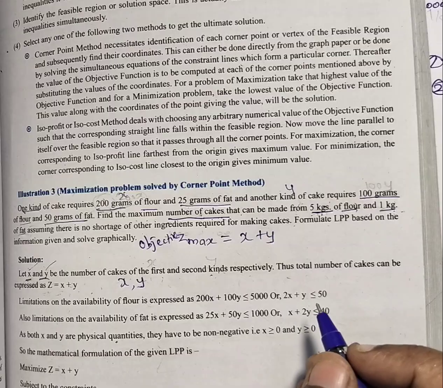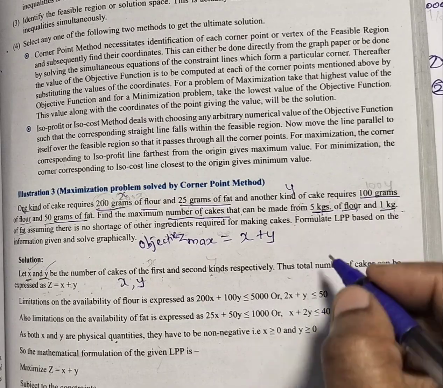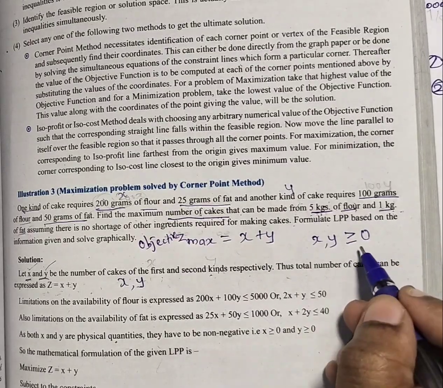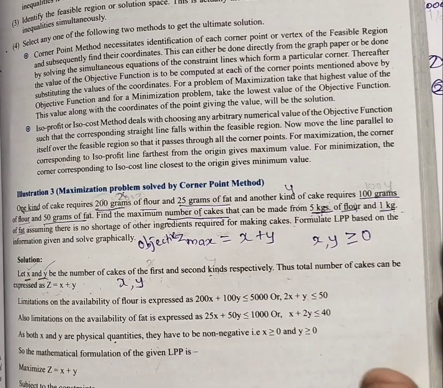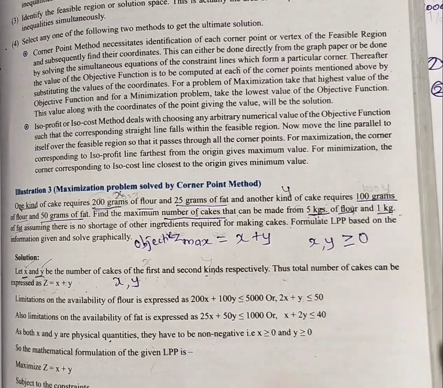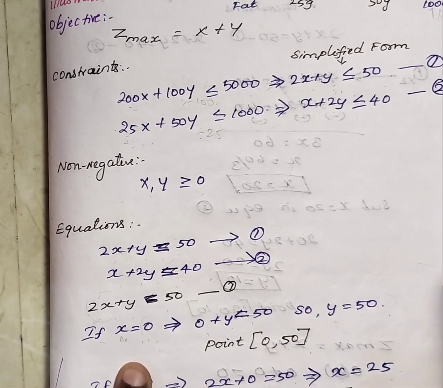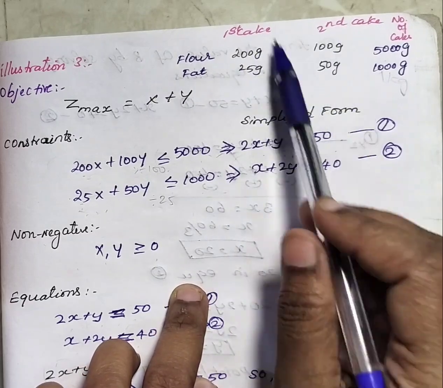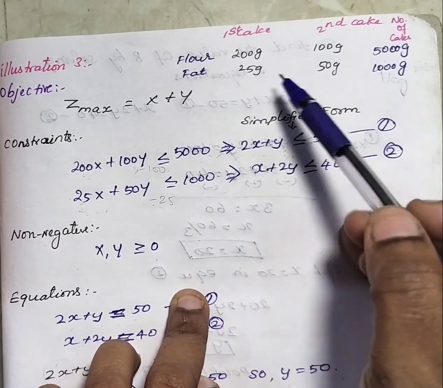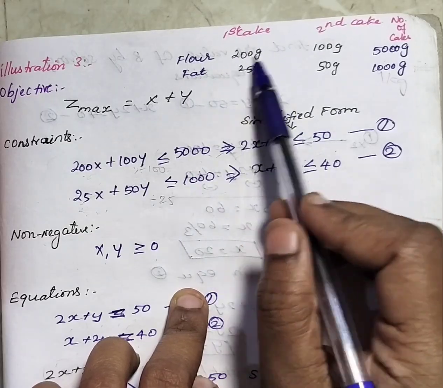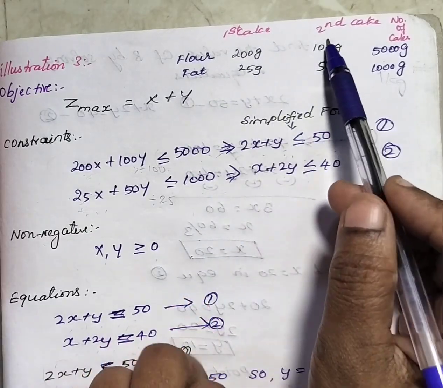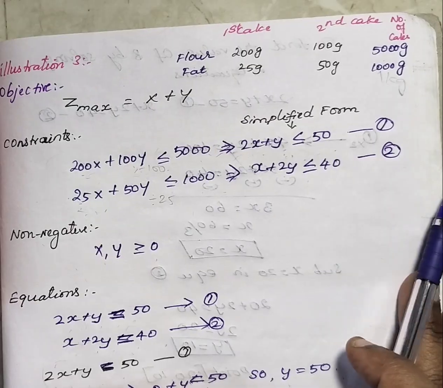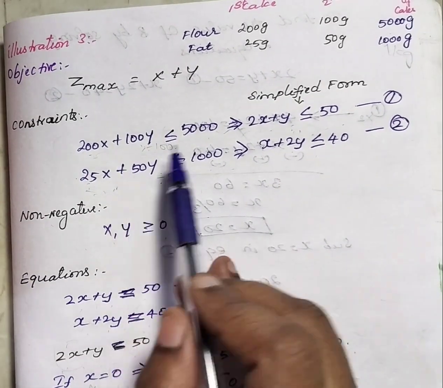And what are our non-negative variables? x and y, the numbers. They should be greater than or equal to 0. These are our non-negative factors. Like that we are going to derive the basic things. First I have written what is given in the problem. The flour for the first kind of cake is 200 grams and fat is 25, and for the second cake the flour and fat are given, and also the total flour availability and fat availability. Through that we are going to make our constraint equations.